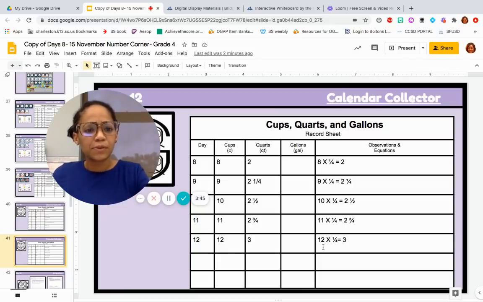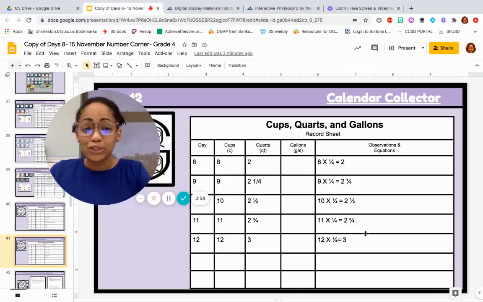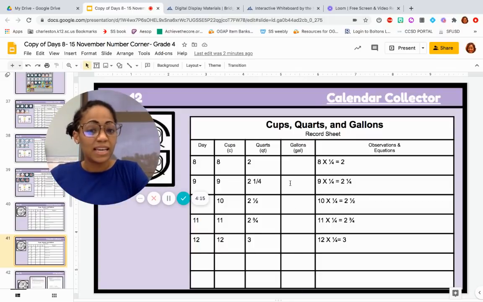Okay, so just look at the recording sheet for a second. And we kind of looked at this before, and I wanted to make it very clear that our equations over here are representing how many quarts we have. Right now we have 3 of them. Do you know what's going to happen when I fill my 4th quart? Yeah, I'm going to need a gallon container, okay? And so then I would start filling in my gallons. Right now I don't have any gallons.